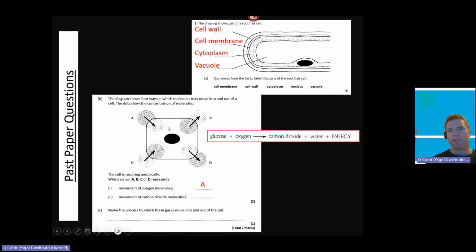But the key thing here is that oxygen is being used up in the cell, and consequently that means it's going to be a low concentration inside. That makes movement of oxygen to be A. But it makes the movement of carbon dioxide therefore has to be B, because carbon dioxide is being produced as a result of respiration inside the cell. So it's at a high concentration and it'll be relatively low outside, and therefore carbon dioxide moves out. And the process by which these gases move, there's diffusion for you. Okay, C and D would be active transport because it's going from low to high concentration.